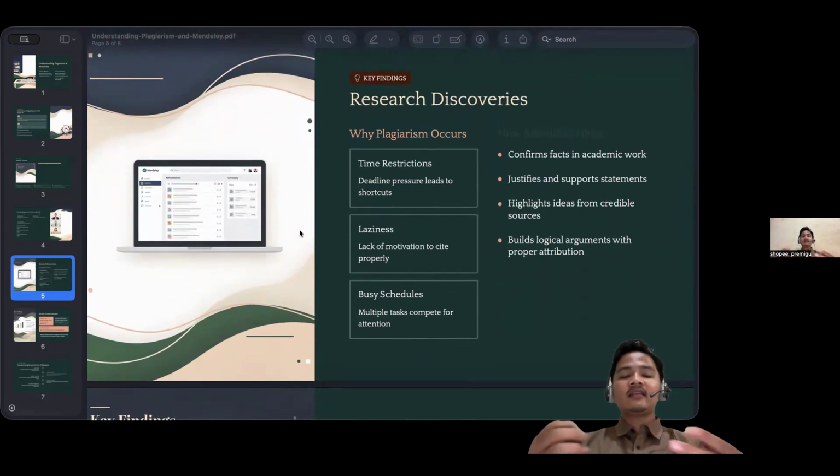Now, let us look at the key finding of the study. The research found that the most common reasons for plagiarism include time limitation, laziness, and students being busy with academic tasks. The study also showed several important roles of Mendeley in avoiding plagiarism. Mendeley helps confirm facts in academic work, supports and justifies statements, highlights important ideas from sources, and helps students build logical academic arguments using credible references.